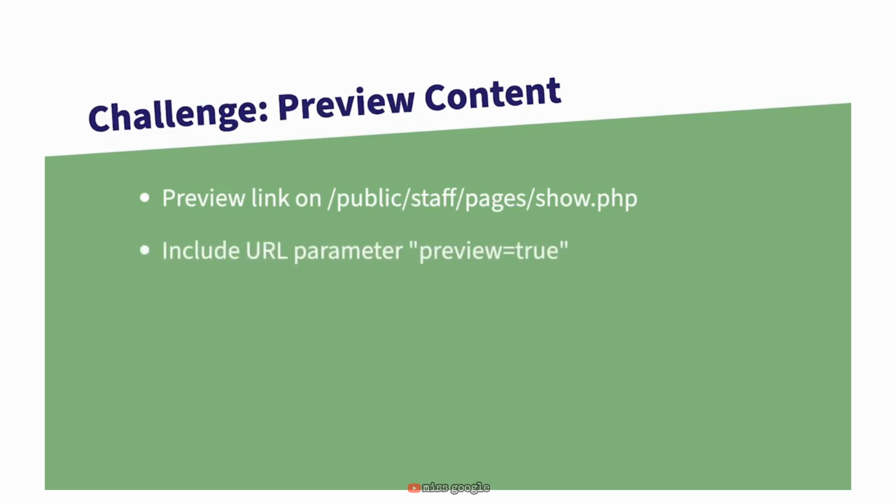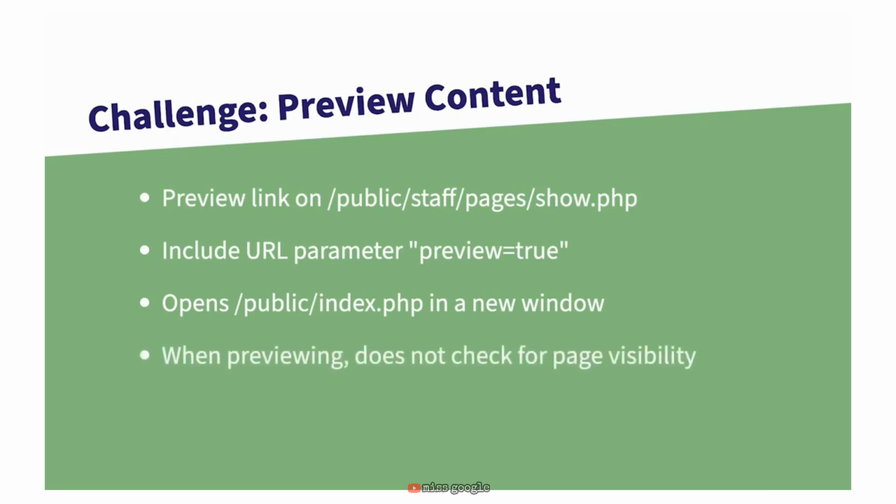When that link is clicked, it's going to open the public index.php page. That is the home page that the public normally sees. You're going to do that in a new window. You can do that using target equals blank in HTML to bring up a new window. And when it goes to render the page, it's going to work just like normal, except when it's in preview mode like this, it's not going to check for page or even subject visibility. It's going to just ignore all of those checks that we put in place earlier, because we assume that we're allowed to do this.